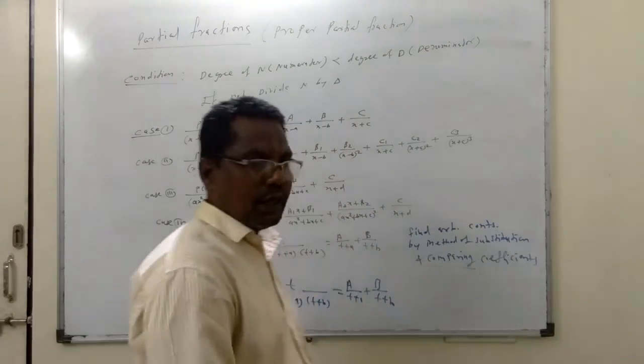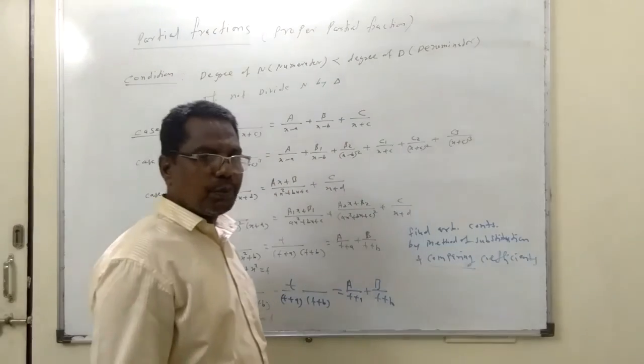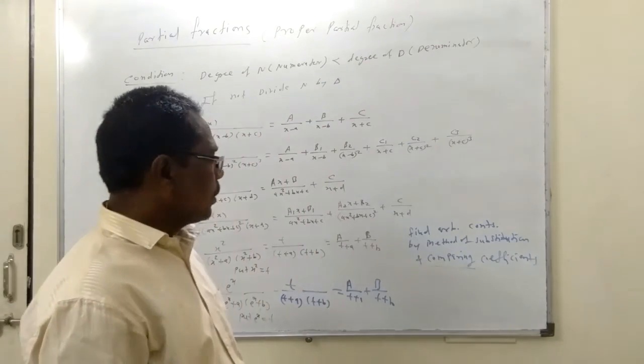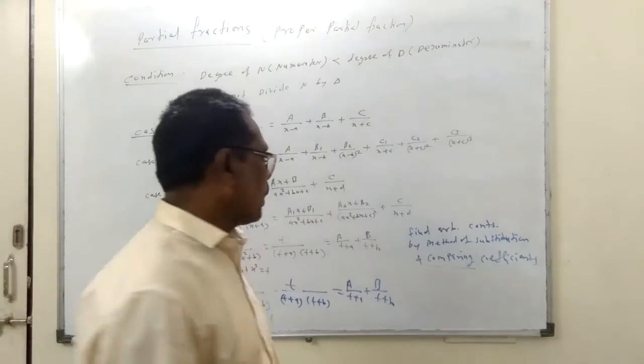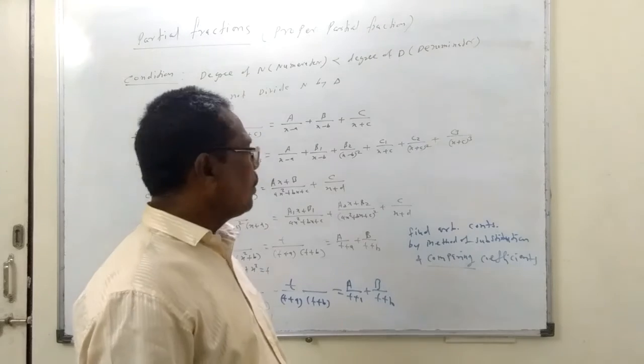Compare the coefficients: left hand side and right hand side must be equal. The x cube coefficient must be equal, x square must be equal, x coefficients must be equal, constants must be equal. By that way, very easily and in very minimum time, we are saving much time in this method of comparing coefficients.